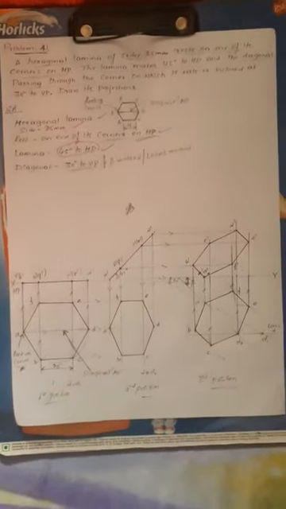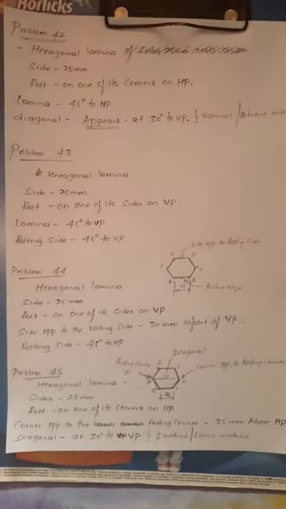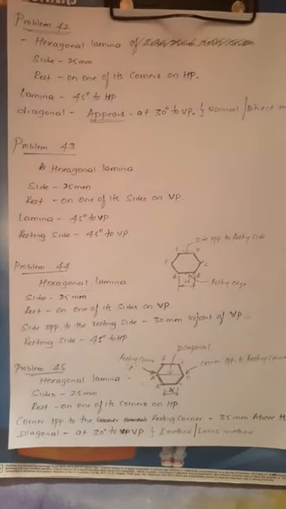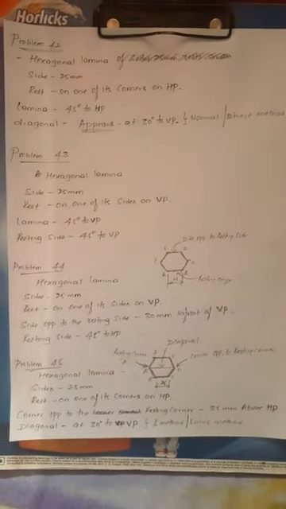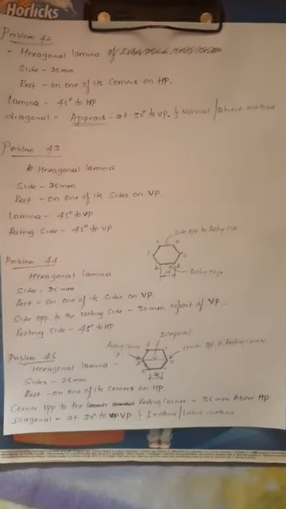This is how you solve the problem. This gives similar varieties of hexagonal lamina problems, numbers 42, 43, 44 and 45. Try to solve these problems.